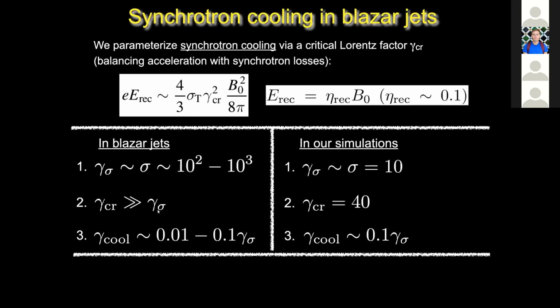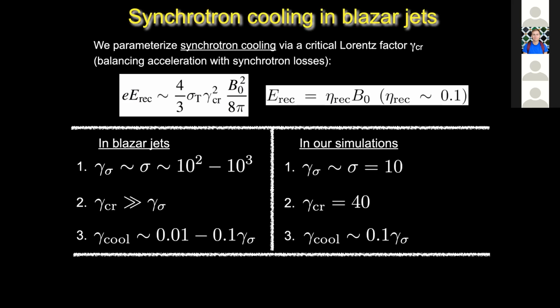And also, as in blazar jets, the cooling Lorentz factor, meaning such that the particles are cooling on a dynamical time, is of order 0.1 of the characteristic Lorentz factor gamma sigma, which, as I said, is of order sigma, the magnetization. Same thing for blazar jets. So we're getting the right hierarchy of energy scales.